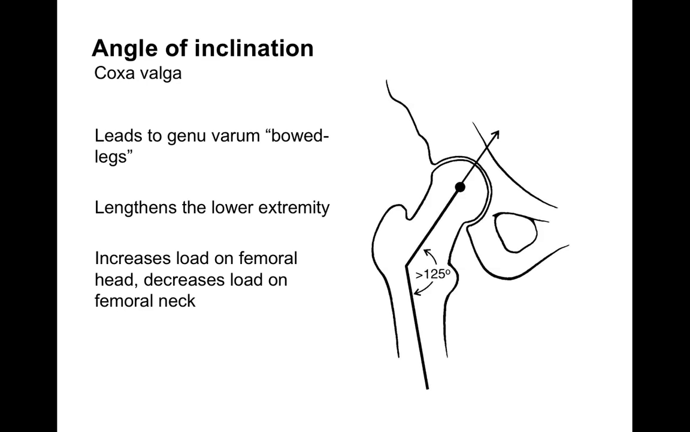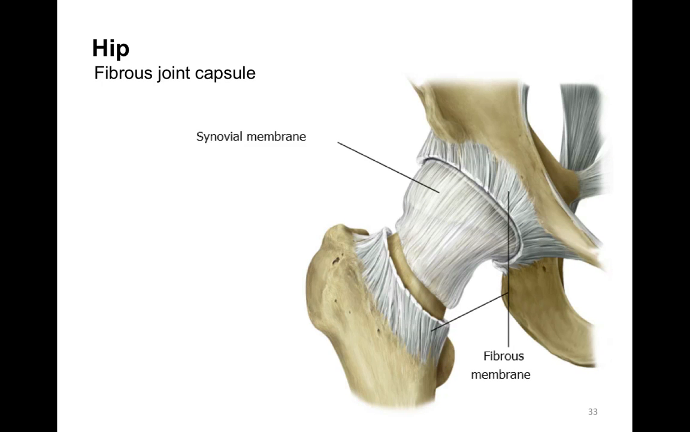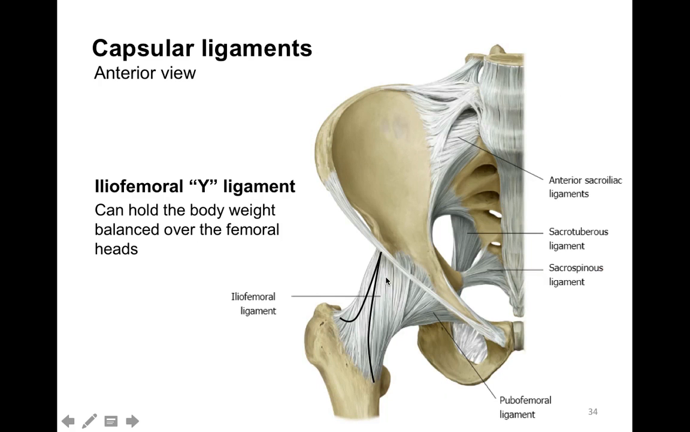And remember that the angle of inclination leads to what happens at the knee. So now for the hip joint. Like all synovial joints, it's going to be lined by a synovial membrane, and superficial to that synovial membrane is a fibrous joint capsule. So this is the joint capsule of the hip. You won't be dissecting down this deep, but just appreciate that this fibrous joint capsule is there to add stability to the hip joint. And it does so by thickening into capsular ligaments.